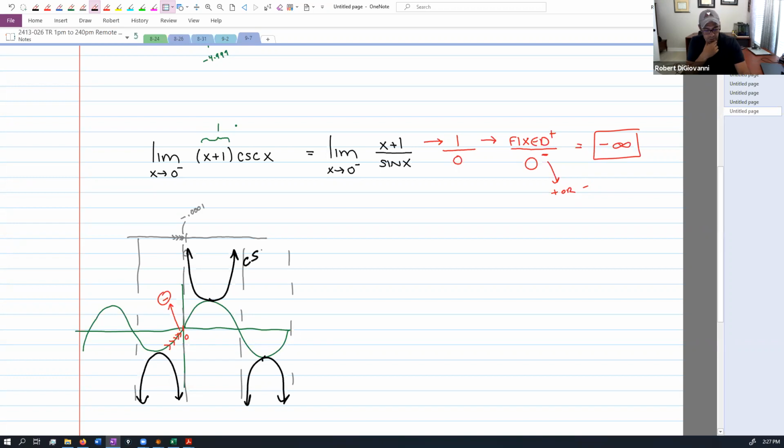So this is cosecant x. I've forgotten what cosecant looked like. It looked stupid. Yeah, it looks like a bunch of little parabolas.